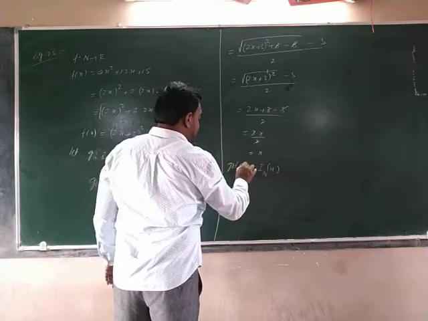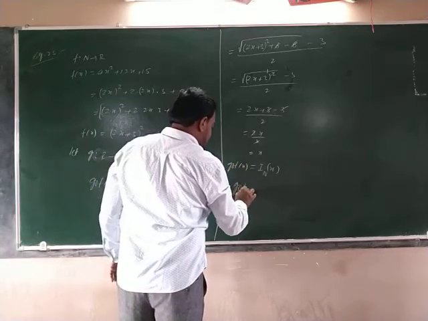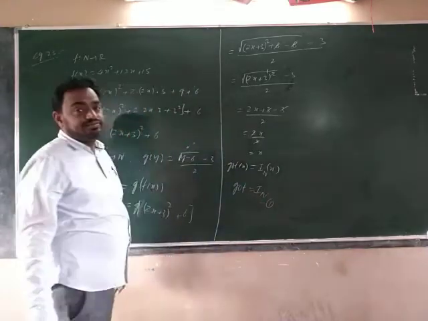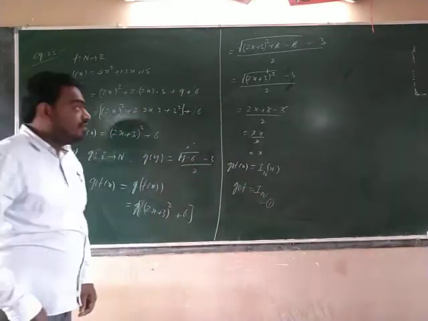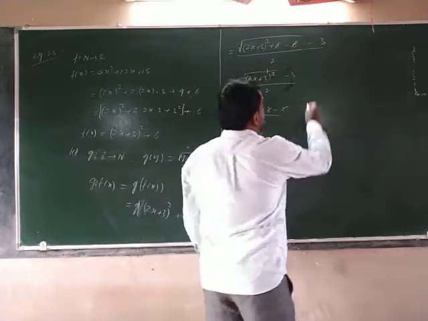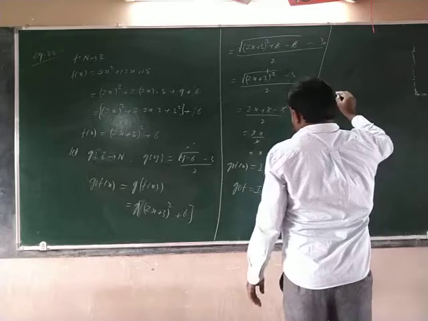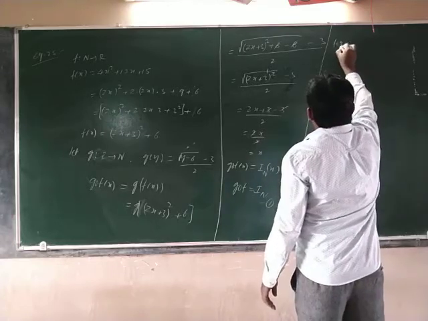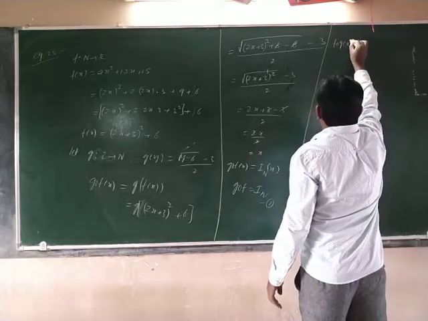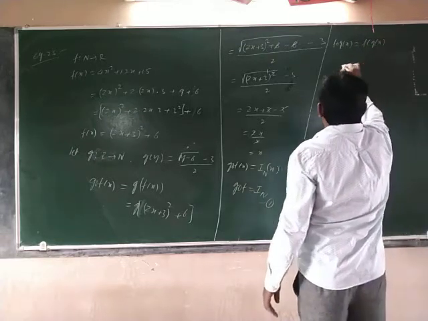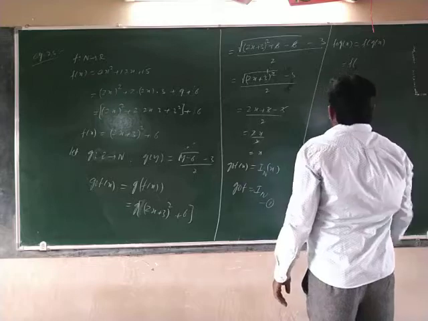G circle f of x is equal to I_N of x. Now g circle f is equal to I_N. This is the equation. Now f circle g of y or x, anyone. This is g of f of x. f of g of x.